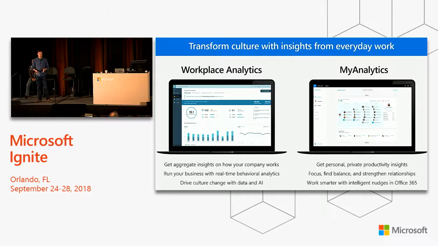Let's jump into the actual products before I hand it over to Deepak to talk about privacy and compliance. So we have two products that we're talking about today, Workplace Analytics and MyAnalytics. Workplace Analytics provides you aggregate trend-level data on how your company gets work done so that you can actually start to run your company with behavioral insights on how people actually get work done. And then you can start to drive culture change, just like we started to show you in some of those transformation stories earlier. The second product is MyAnalytics.